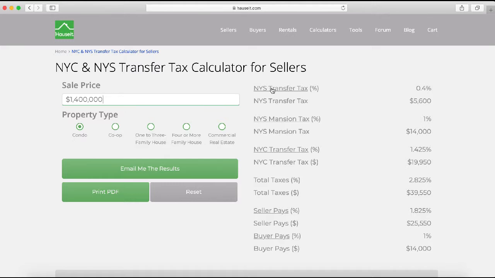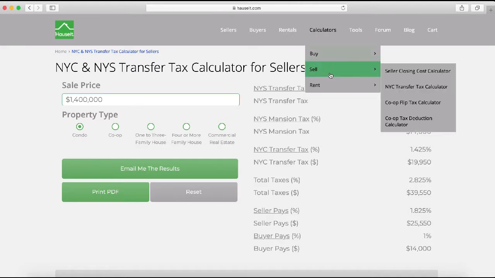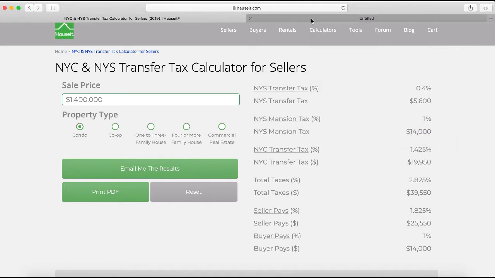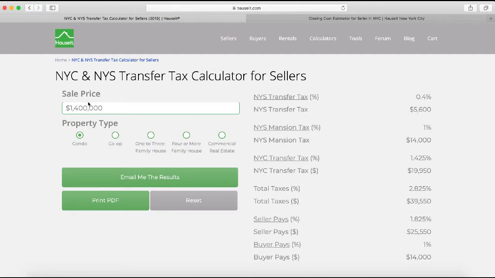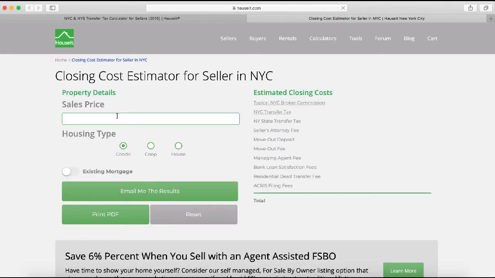So looking more broadly at closing costs for sellers, the transfer taxes are going to be some of the highest components of your total seller closing cost bill. But for more information on that, we can go to the seller closing cost calculator. And here we can actually plug in the same scenario. So let's put in a $1.4 million condo. And let us see what closing costs we have here.